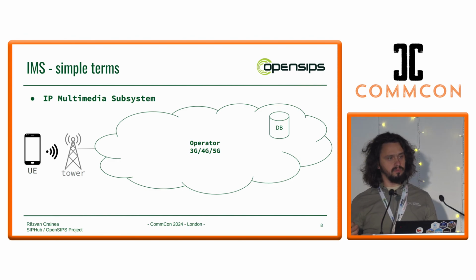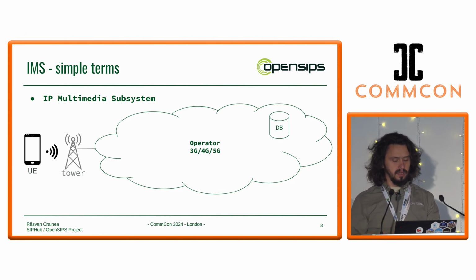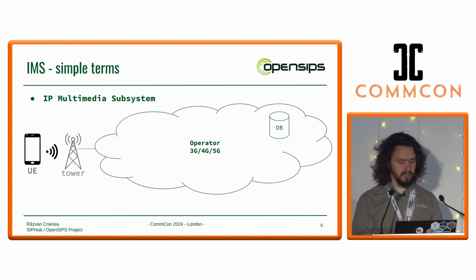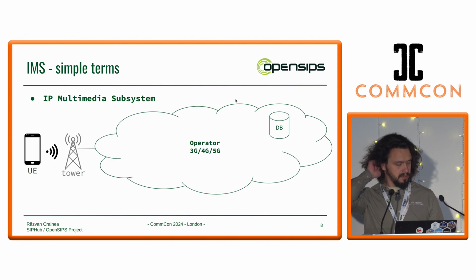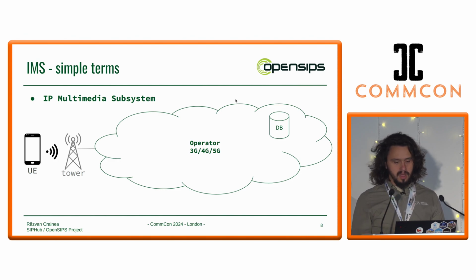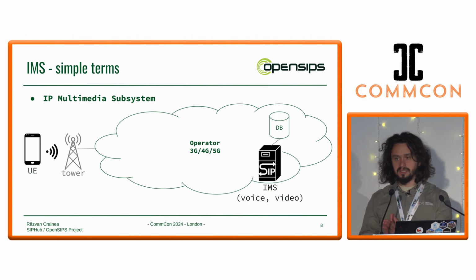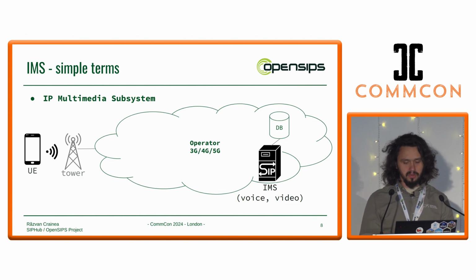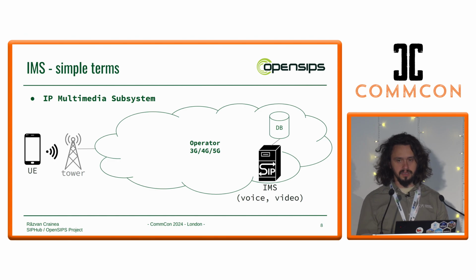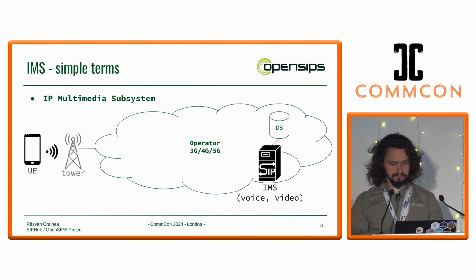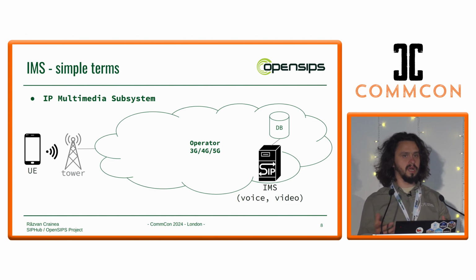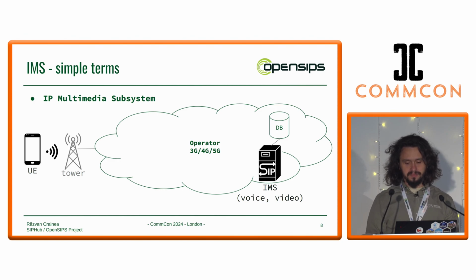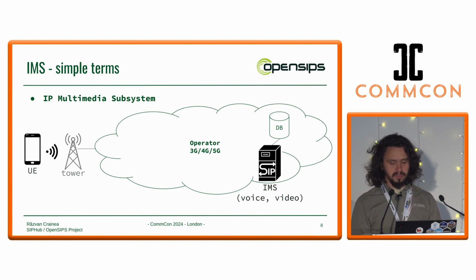So your phone connects to a tower. Your phone is here, it's a UE, which stands for user equipment. It connects to a tower, and then you have access to the operator's 4G network. So this is how you get the 4G connection, or 5G, or 3G, whatever. It depends on where you are, on what kind of services are being offered by your operator.